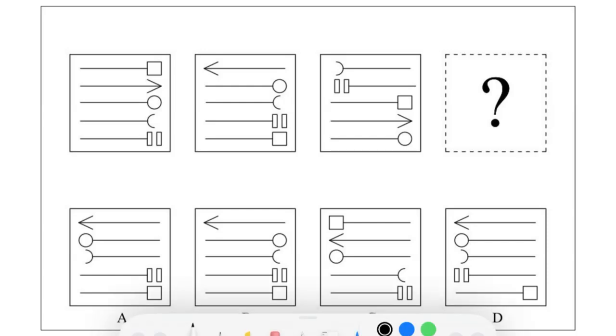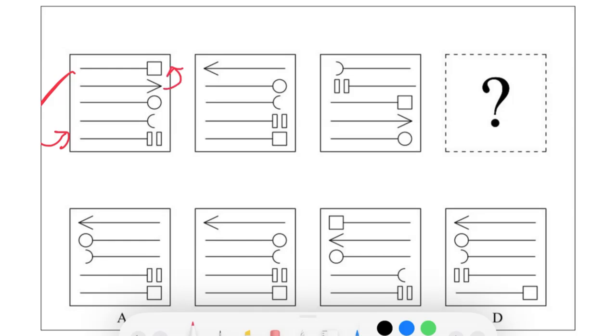Next question. This is movement as well as some replacement of figure. Okay, so again, you need to find a similar pattern. So let's see where the square is moving. Okay, so the square is going all the way down. Okay, let's see where this is moving. The arrow. So the arrow is going one step above.